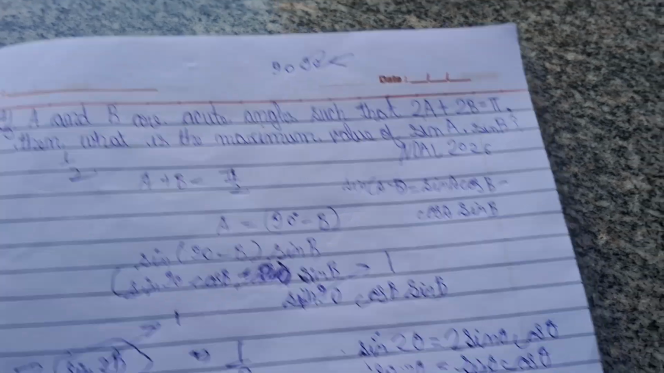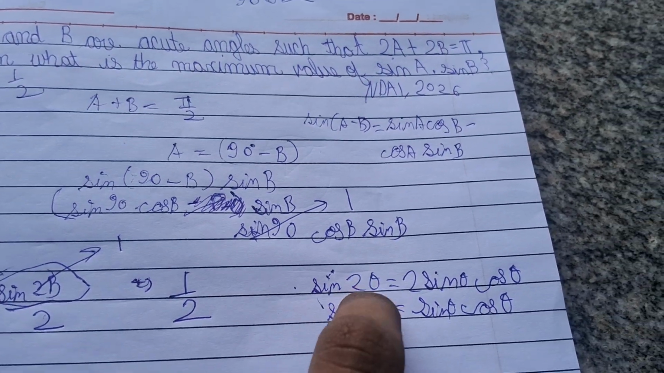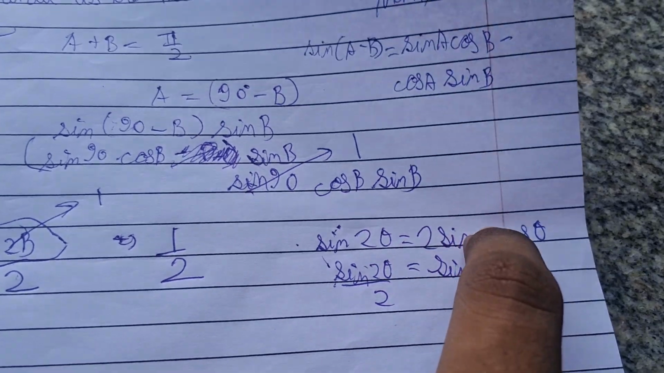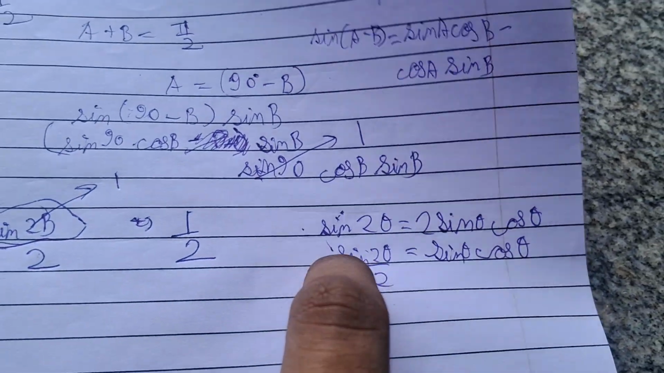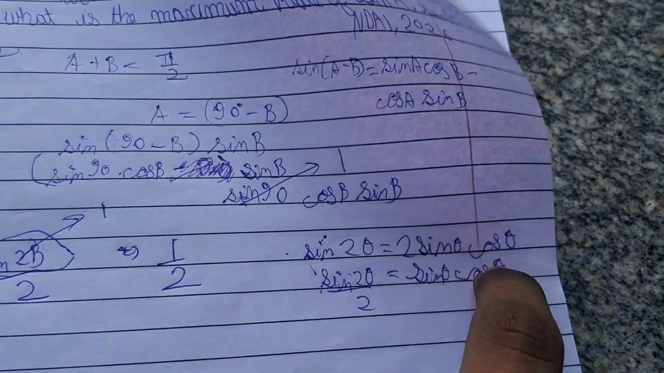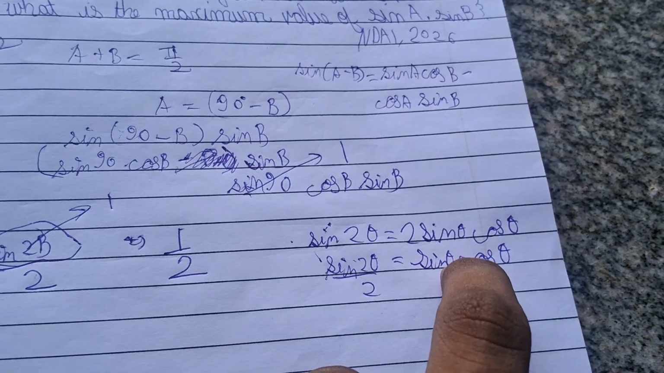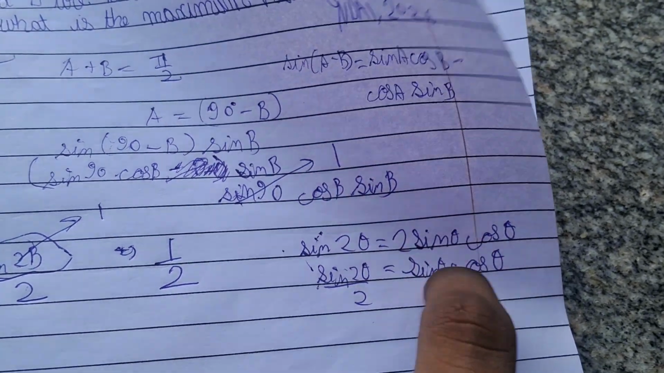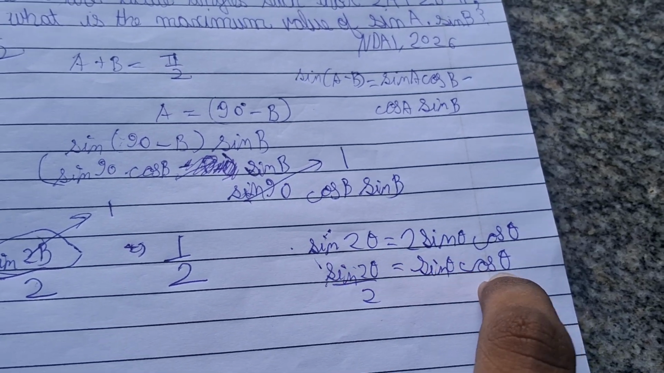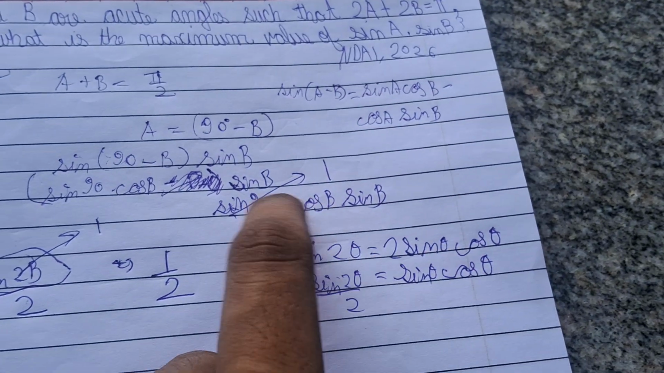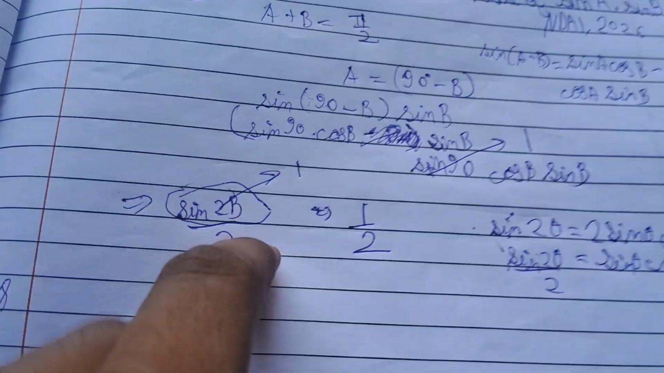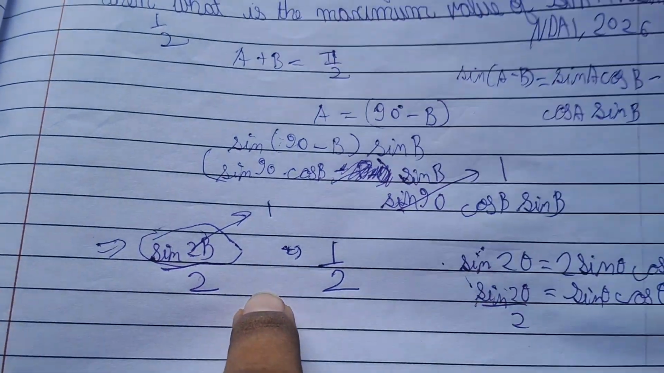Cos B sin B. We know the formula sin 2 theta is equal to 2 sin theta cos theta. If we take 2 to the left side, it becomes sin 2 theta upon 2 is equal to sin theta cos theta. Compare, put B in place of theta, which becomes sin 2B upon 2 is equal to sin B cos B. Sin B cos B and cos B sin B are the same. So sin 2B upon 2.